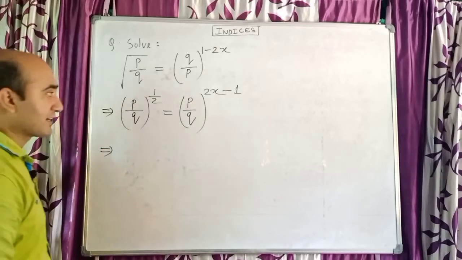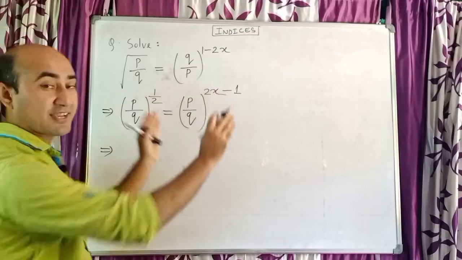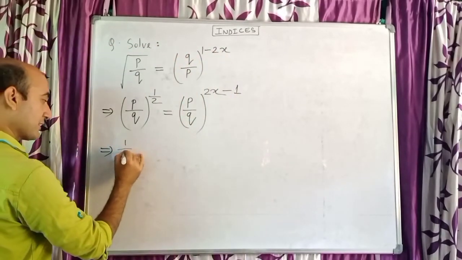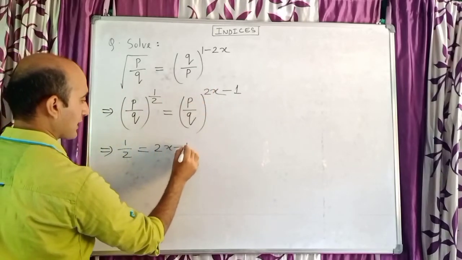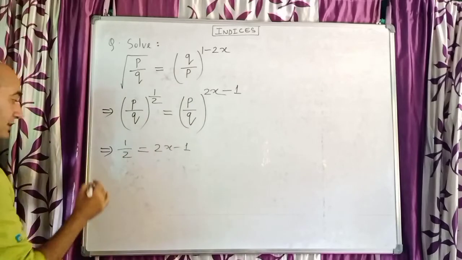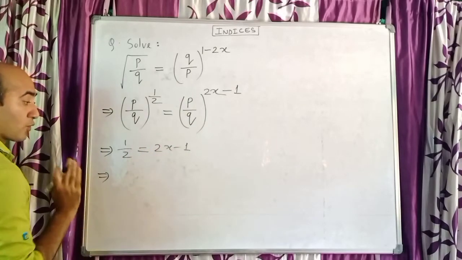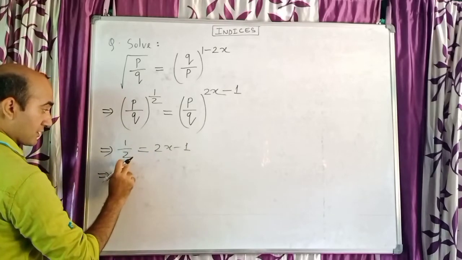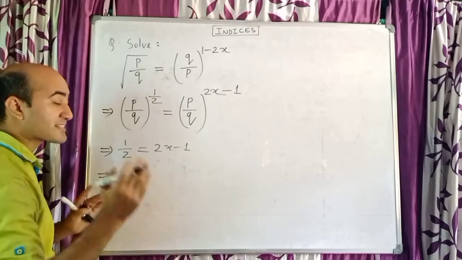Now very easy children, base are equal, p by q. So we can write power equal. So 1 by 2, this is power of this side, and 2x minus 1 is the power of right hand side. Now we have to find the value of x. X is in the wrong side. What you do, you cross multiply this 2x minus 1 with 2 first, and then this 1 with the below 1. This 1 you multiply in the second step.